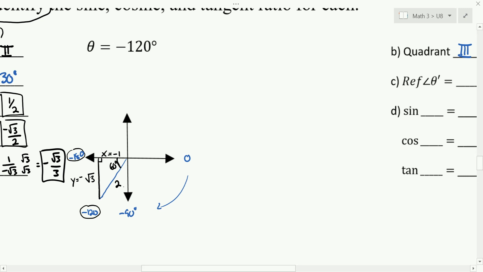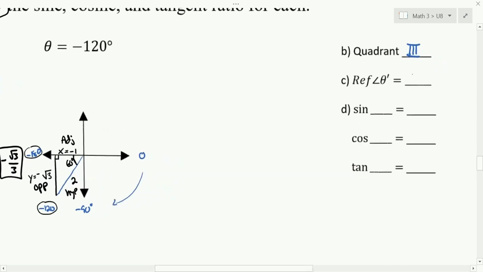Still processing there. Okay. So the x value in this case is x equals -1. Is that the adjacent side or opposite side? Adjacent side. This is your opposite side. This is your hypotenuse.